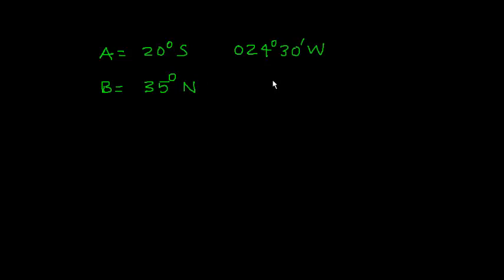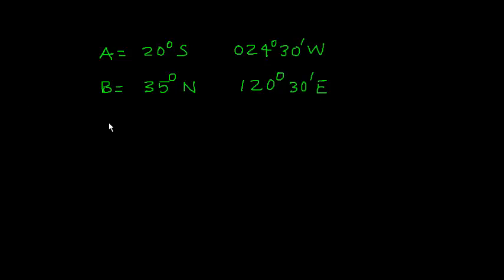Let's solve this problem which involves northern and southern hemisphere. So this is a point A. The latitude is 20 degrees south and the longitude is 24 degrees, or I can write 024 degrees 30 minutes west. Now the point B is 35 degrees north and longitude is 120 degrees 30 minutes east.